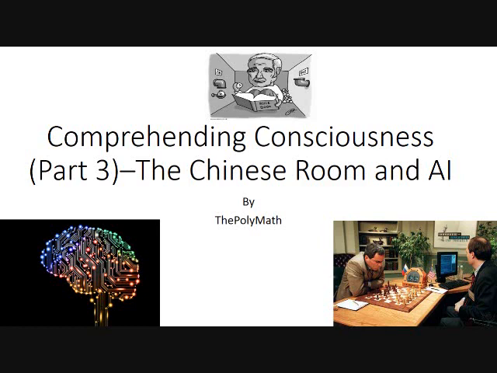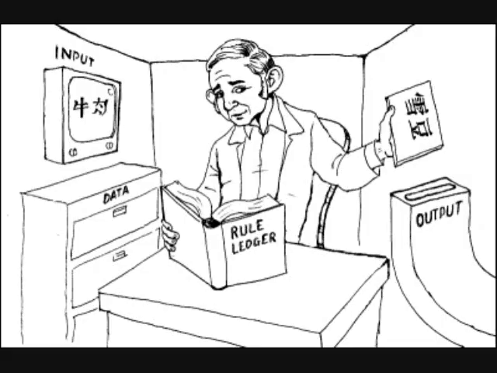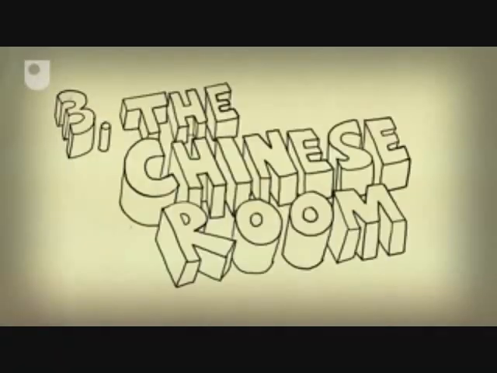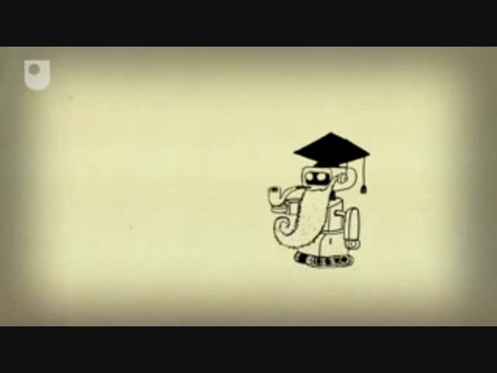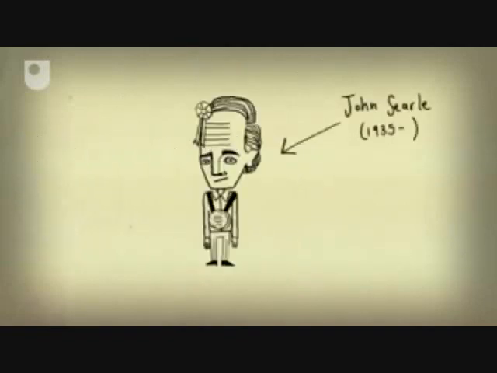Today we're going to discuss the Chinese room argument formulated by philosopher John Searle. The problem being posed in this thought experiment is the problem of computational intelligence. Take a look. The Chinese room. Can a machine ever be truly called intelligent? American philosopher and Rhodes scholar John Searle certainly can.